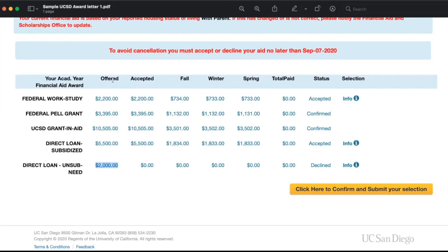If you notice here, in the column we have an offered and an accepted. The student accepted all of the work study, all of the Pell Grant, all of the UCSD grant, and all of their subsidized loan, but accepted none of their unsubsidized loan. This is just a note that even though schools will offer you loans, you don't always have to accept them. You can make up the difference in other ways, whether that's from savings that you and your parents may have, or outside private scholarships.